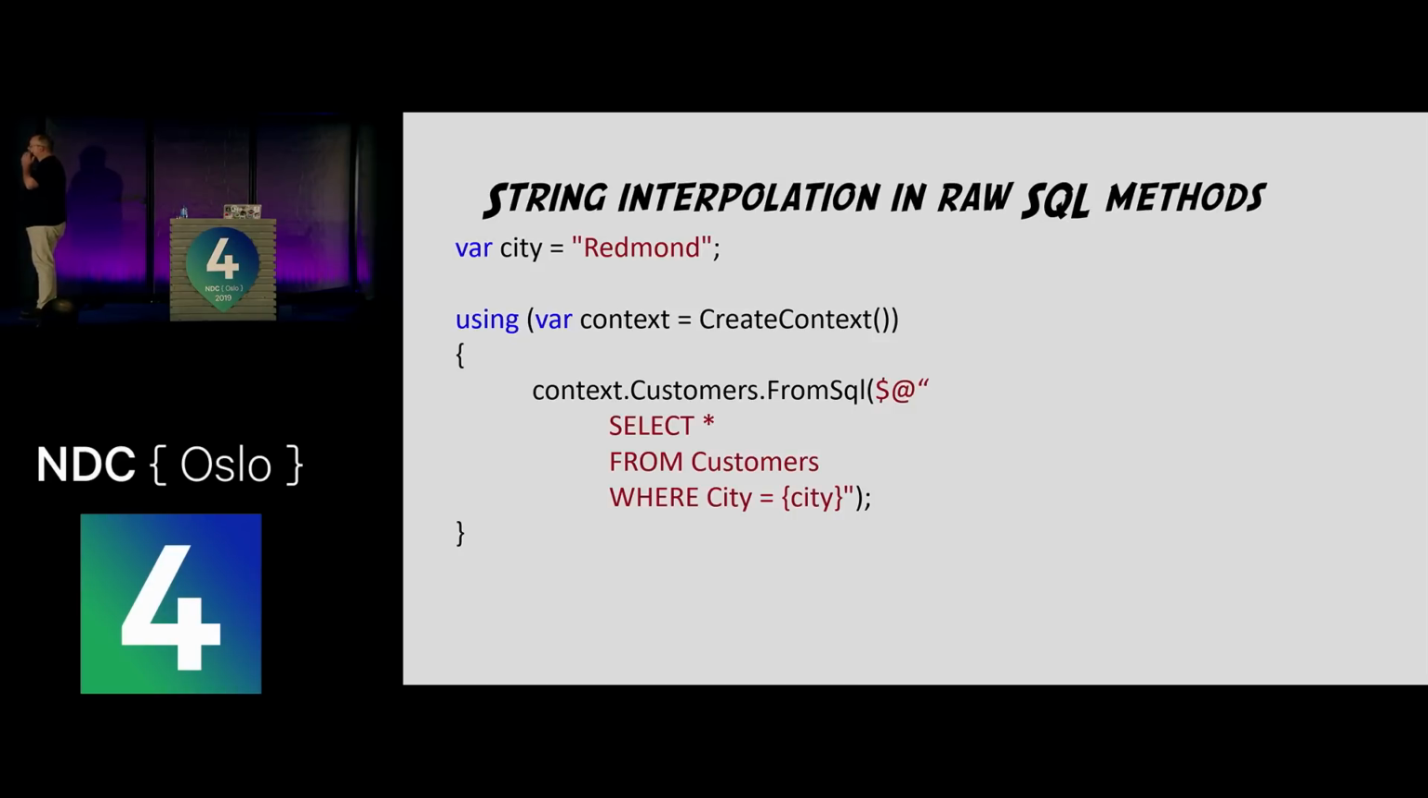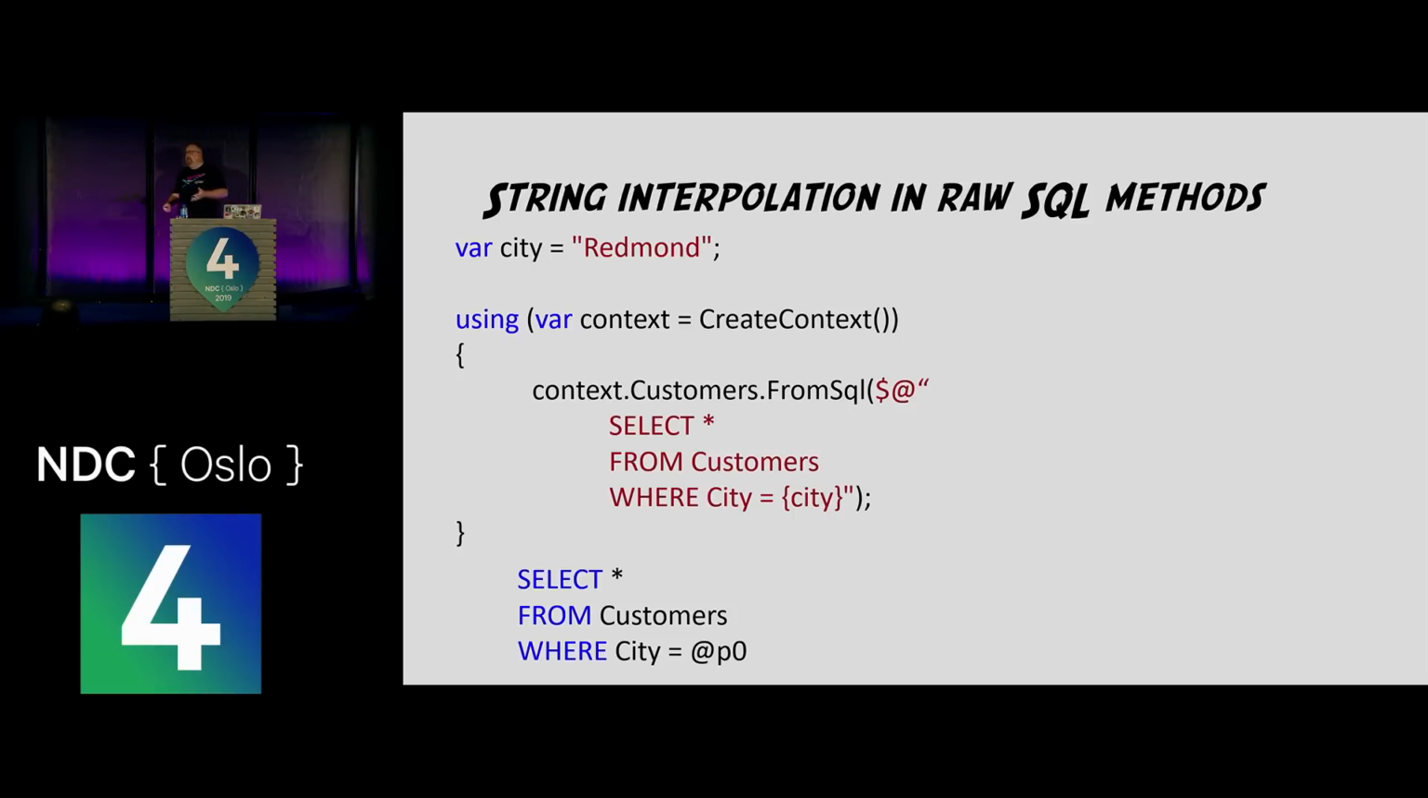So in this case, I'm just doing a select star from customers where city equals something, and above I have Redmond. What that actually does now is set up and send over two statements. It declares a SQL variable called P0 and sets P0 to Redmond, and then it sends over a SQL statement with a reference to that declared variable. So that will prevent SQL injection.